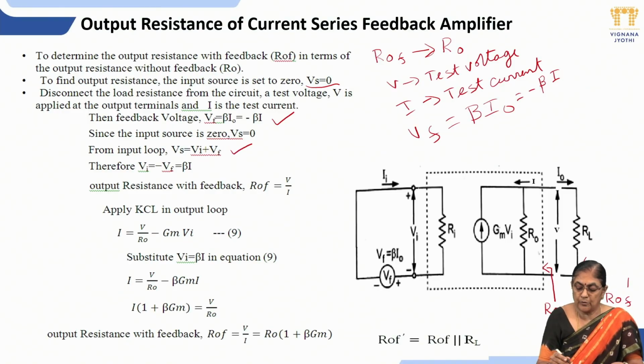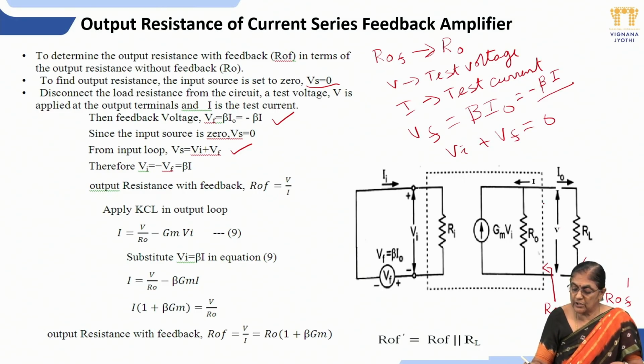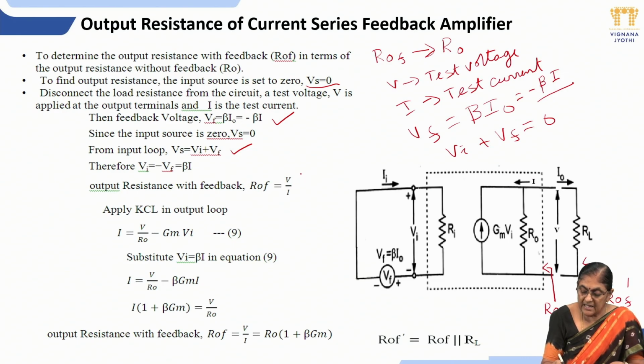To find the output resistance of the current series feedback amplifier, set Vs to 0. Then this expression becomes Vi plus Vf is equals to 0. Then what did you get? Vi is equals to minus Vf. But Vf is minus beta I. Then Vi is equals to beta into I. Output resistance with feedback R0F is the ratio of test voltage to test current, that is V by I, by setting voltage source to 0.